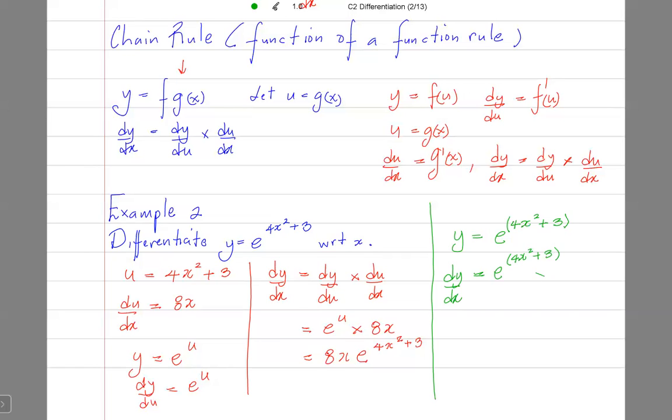And I have to now multiply by the differential of the inside function, which is 8x. Then I would write my answer to be 8x e to the 4x squared plus 3. This is how I would have done it.